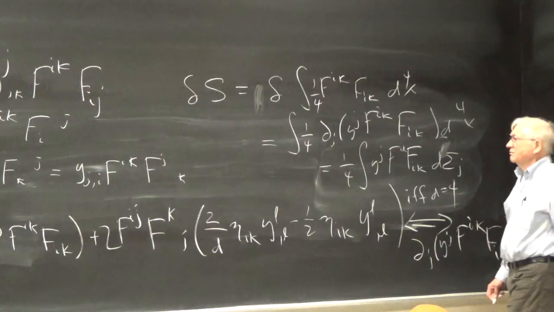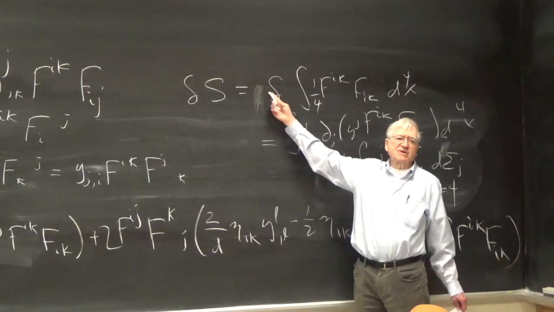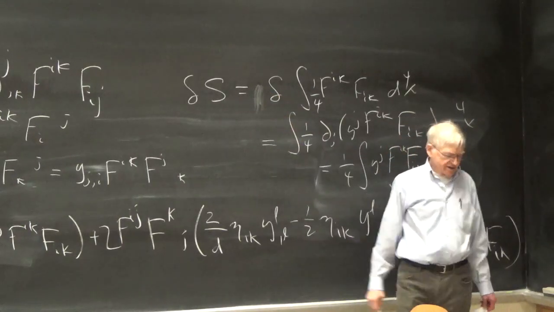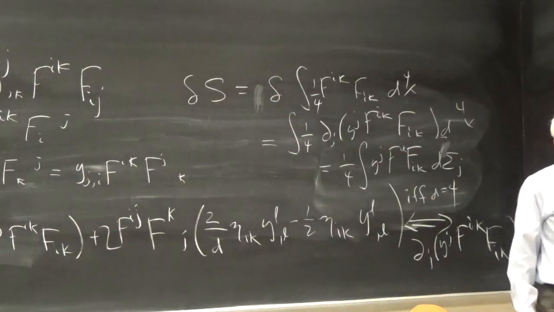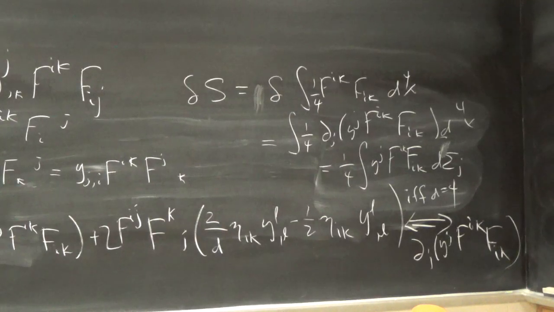And I forget whether it's plus or minus sign here. The rule is that you want to have the square of the time derivatives come in with a plus sign. That's how you tell which sign to use.